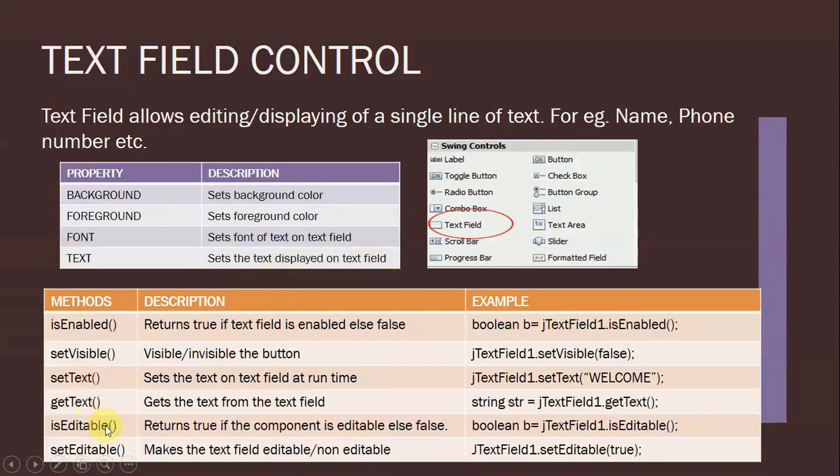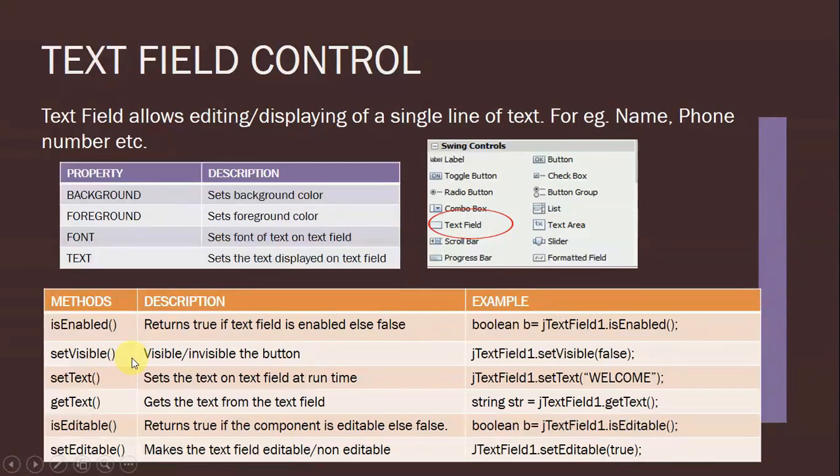Now let us discuss a few methods. The first one is isEnabled. This method returns true if the text field is enabled, otherwise it returns false. The usage is like this: boolean b = jTextField1.isEnabled(). If the text field is enabled, it will return true and that will be stored in the variable b, and if it is not enabled, it will return false.